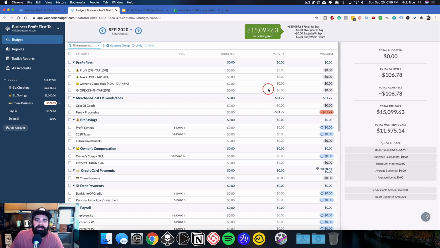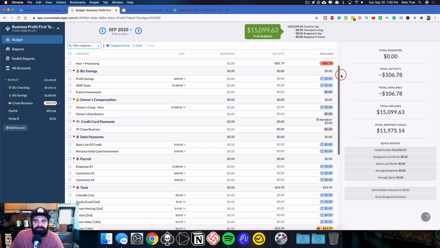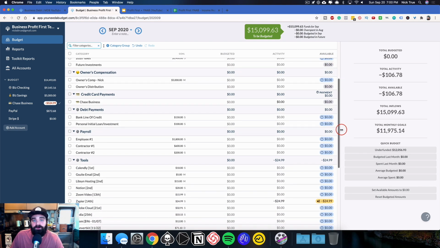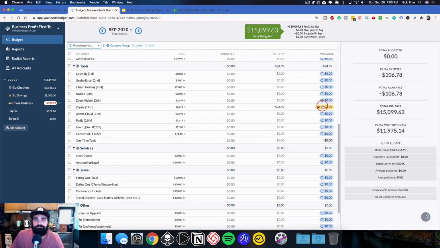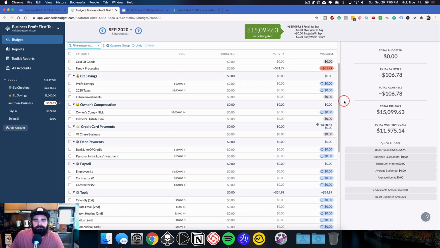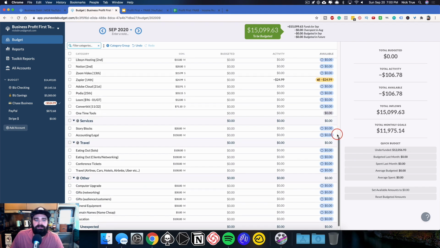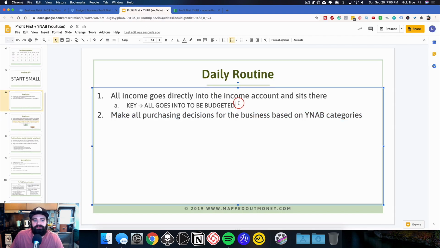And so if you're actually going to run the business this way, you need to decide what things you're going to buy in the business and what bills you're going to pay next based on the available column in your YNAB setup. This is again why I'm saying you should be somewhat familiar with how YNAB works at this point. So you're going to look at your available column to make decisions about what you can pay, what business investments you want to make, and what you're actually going to spend in your business. All right, that's your daily routine.